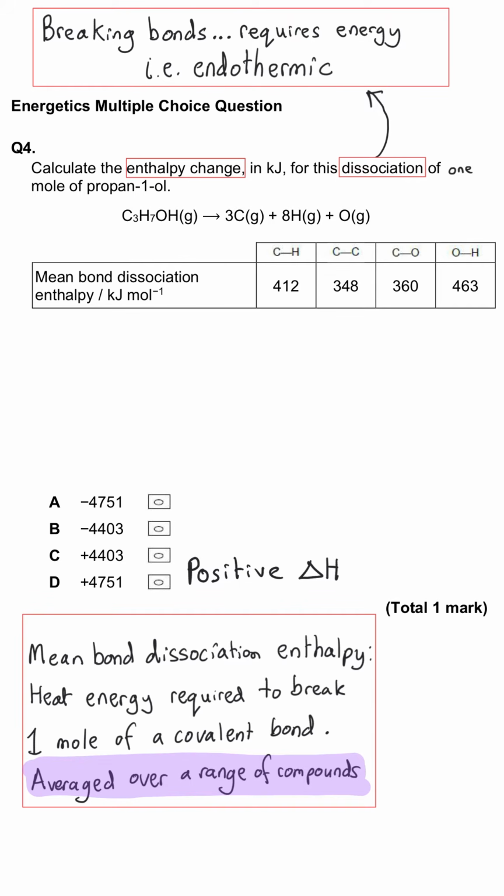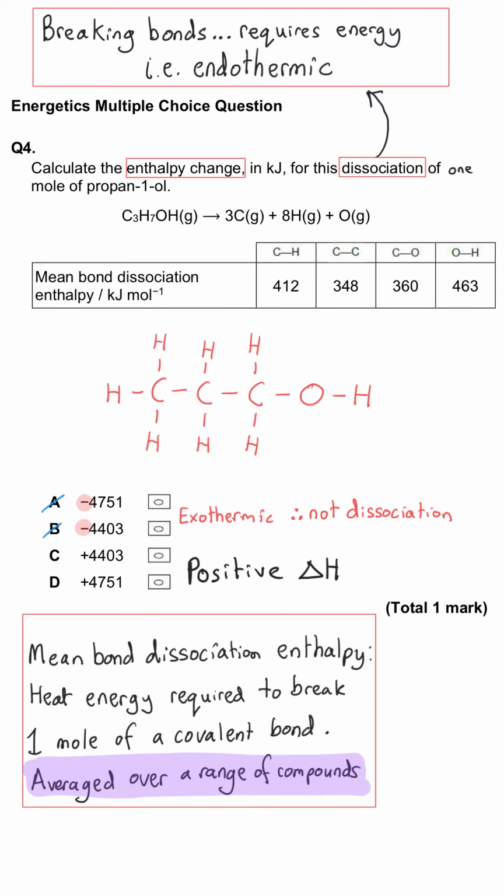And that means that before we do any calculations, we can rule out A and B because the enthalpy change there is a negative one, which means that they are exothermic values, and bond dissociation is always endothermic. So A and B are plausible decoys, and you can see they're just the negative of our other two options. So we're choosing between C and D.